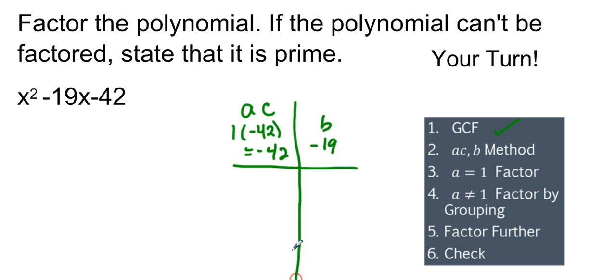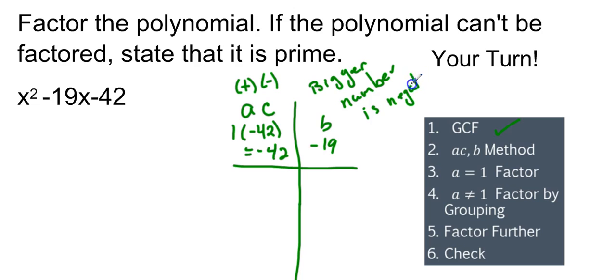So the product is going to be negative 42. How do I get a negative? Well, a positive times a negative. Can you do a negative times a positive? Absolutely you can. Either way, it should work out just fine. And then my sum needs to be a negative. How do I get a negative when I add? Well, if the bigger number is negative, then I'm going to get a negative. So my bigger number is negative.